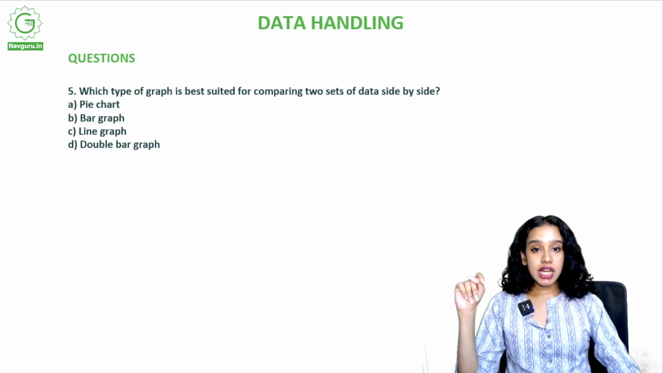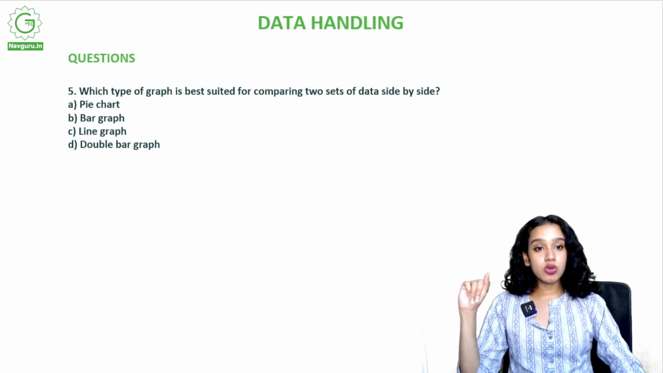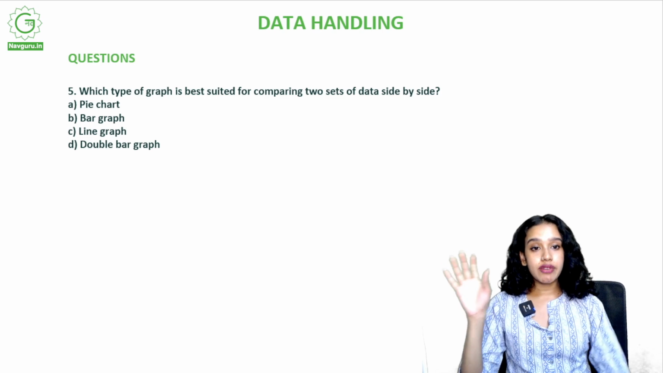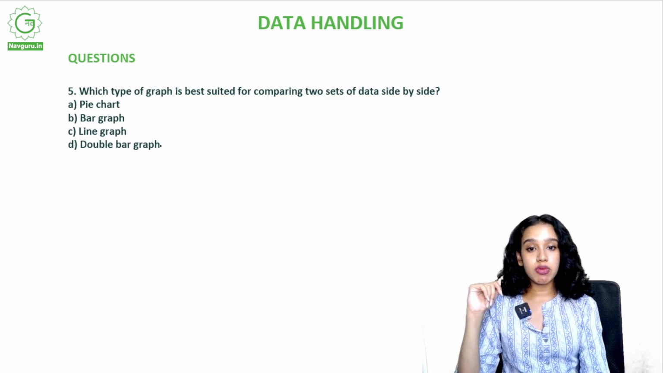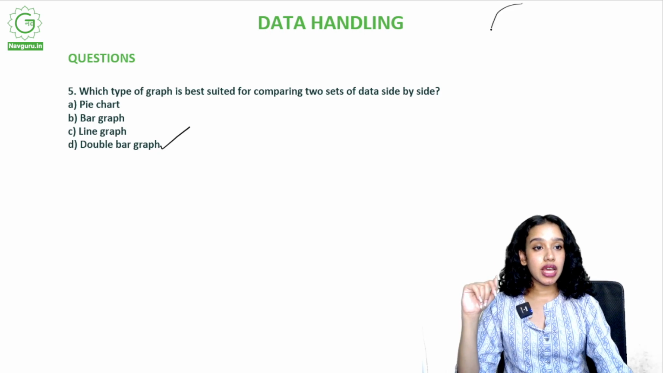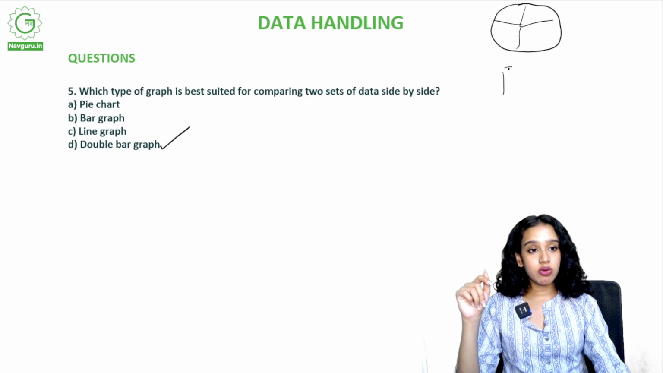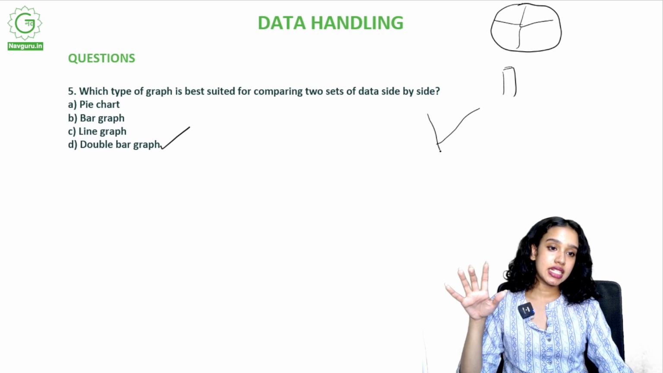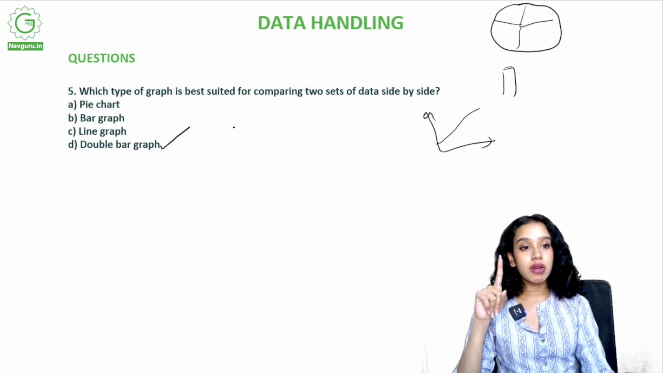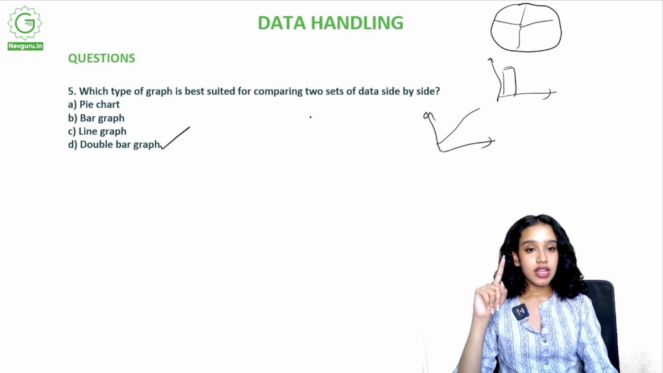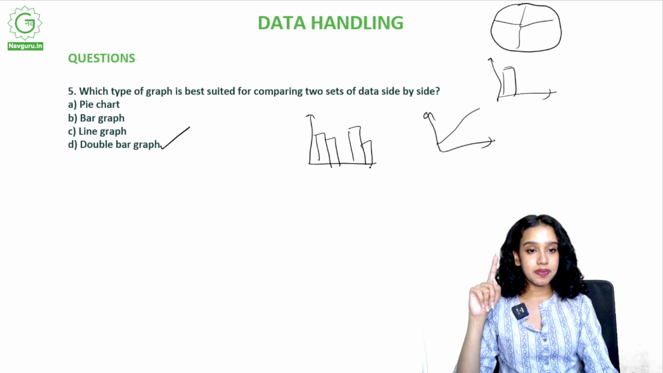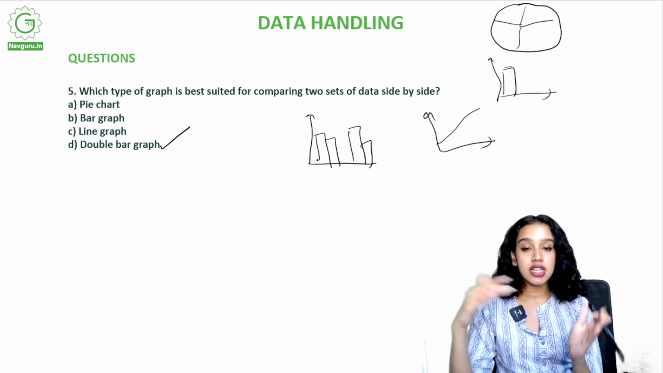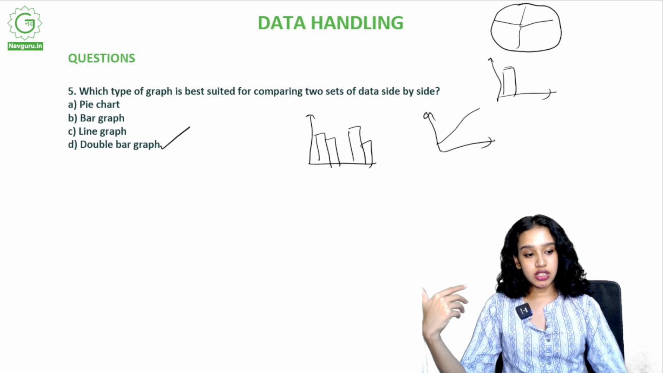Now, which type of graph is best suited for comparing two sets of data side by side? We have two sets of data, so it's very obvious it's a double bar graph. Why? In a pie chart, we have one set of data which has different subsets, right? In a bar graph, we have only one thing about one data set. A line graph is also about one data set, right? Now, when we have a double bar graph, we have two sets of data which are expressed together. So, if we have to compare two sets of data, a double bar graph would be more convenient, right?